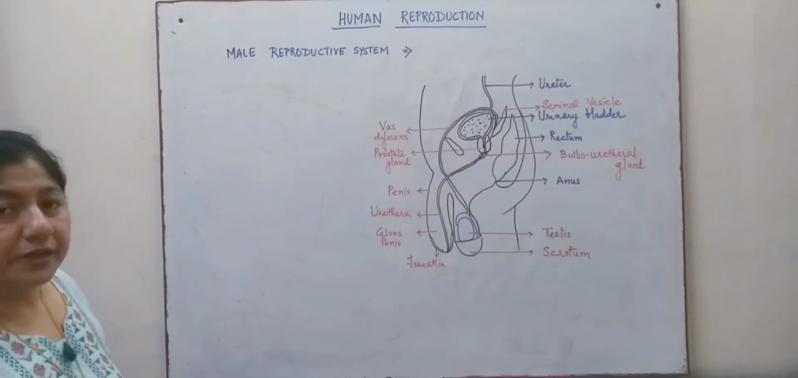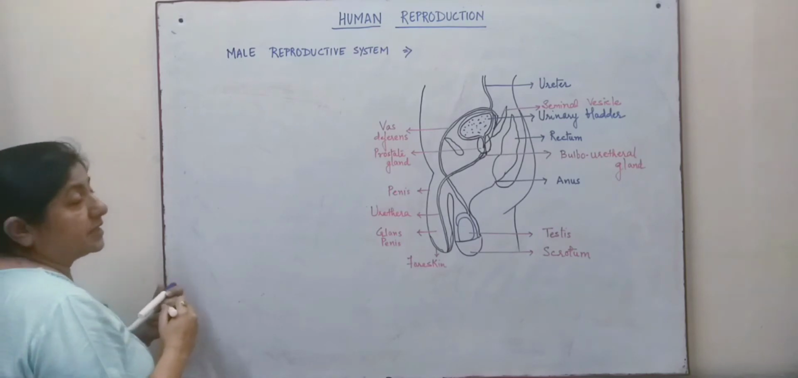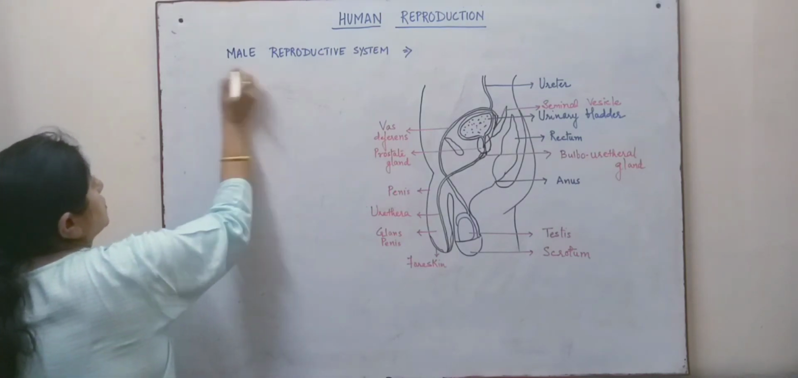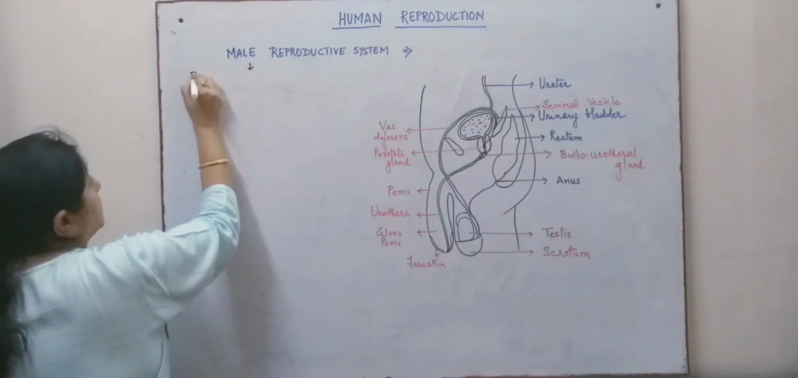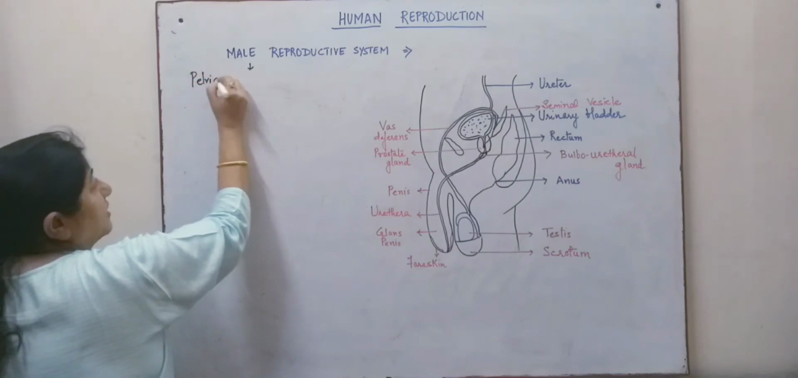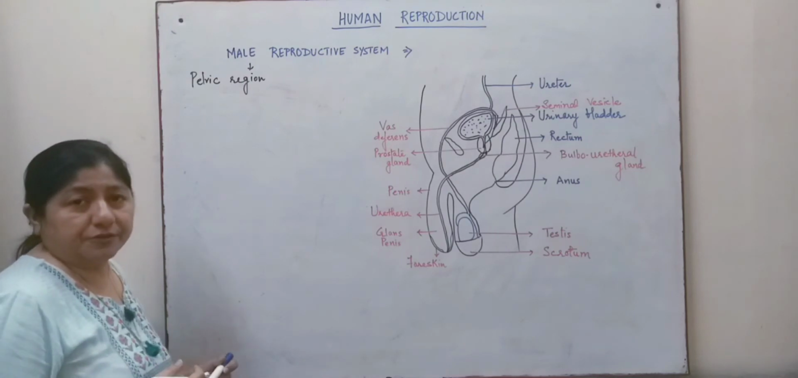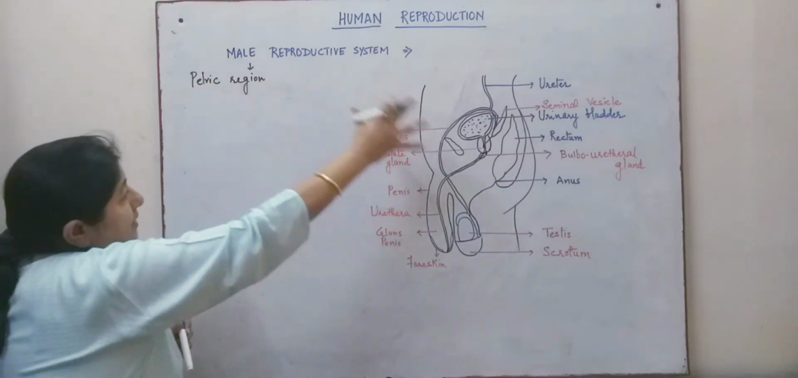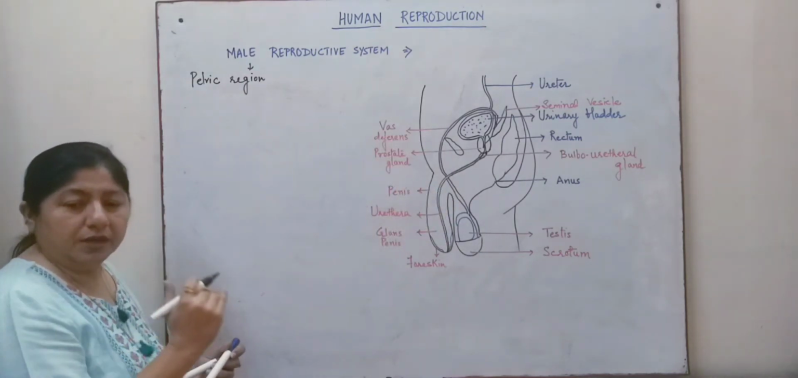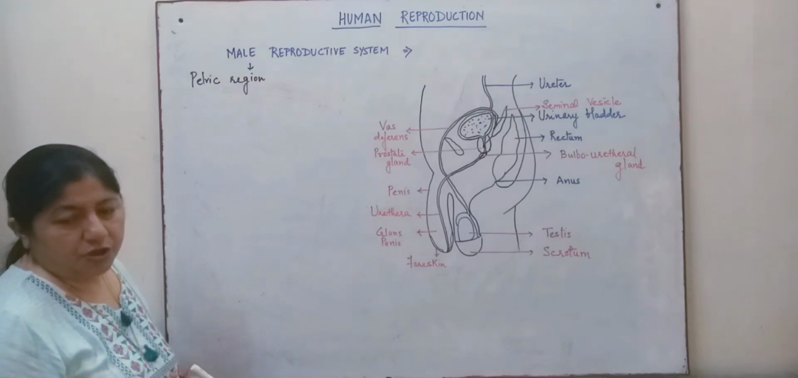The male reproductive system is situated in the pelvic region. So it is situated in the pelvic region. The pelvic region is the area below the abdominal region. So the entire system is present below the abdominal region.